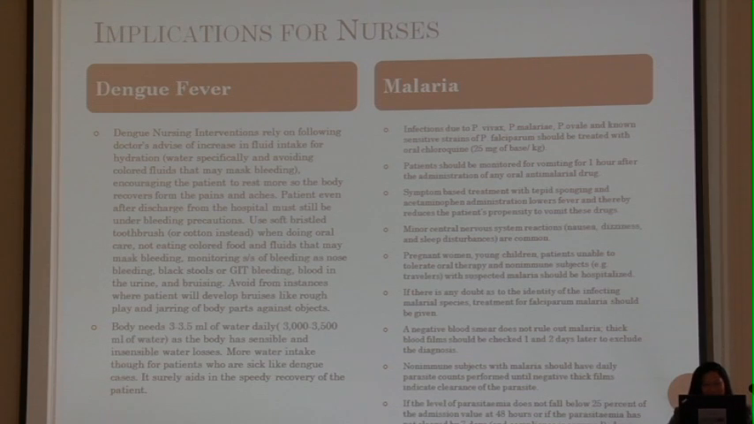The different implications for nurses. Dengue nursing interventions rely on following doctor's advice for increasing fluid intake for hydration, encouraging the patient to rest more so the body recovers from pains and aches. Patients, even after being discharged from the hospital, must still be under bleeding precautions. They should use soft bristle toothbrushes or cotton when doing oral care, not eat colored food and fluids that may mask bleeding, and monitor signs and symptoms of bleeding, nose bleeding, black stools, or GIT bleeding.